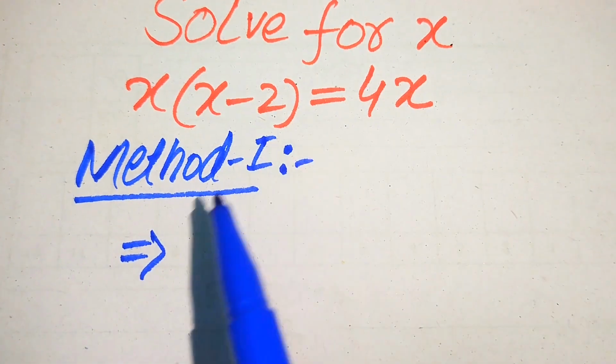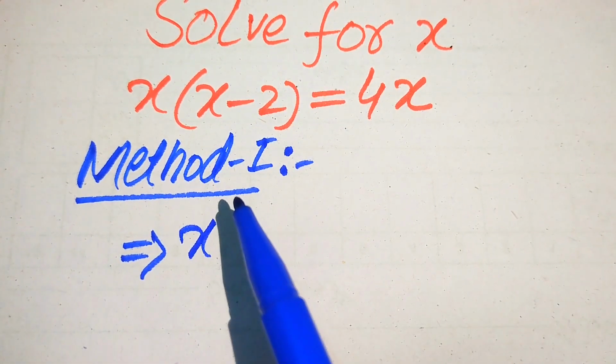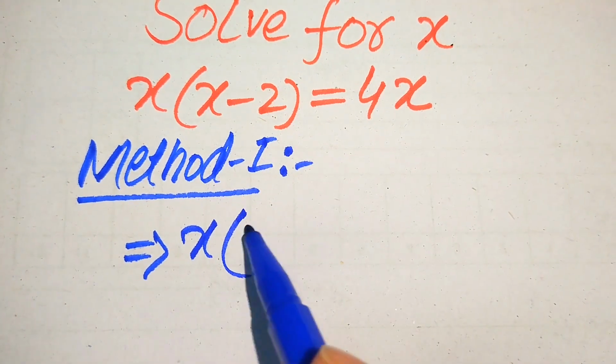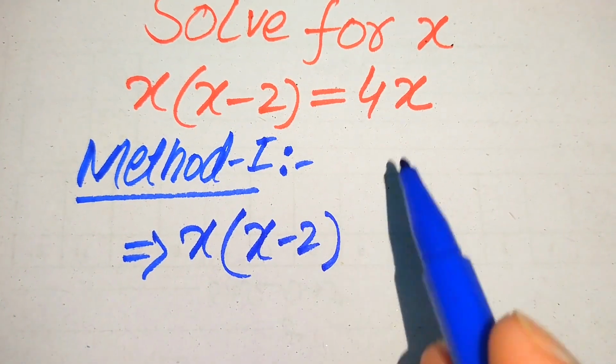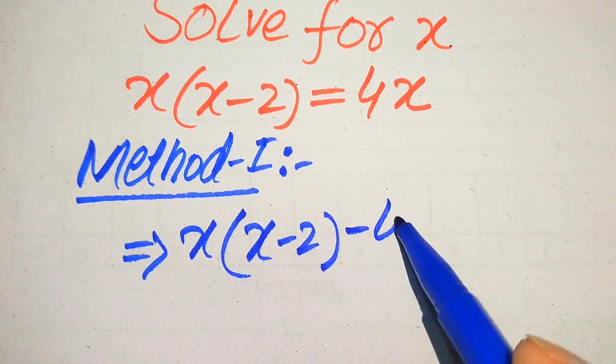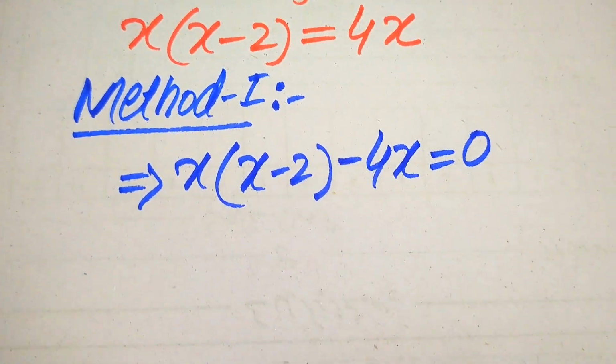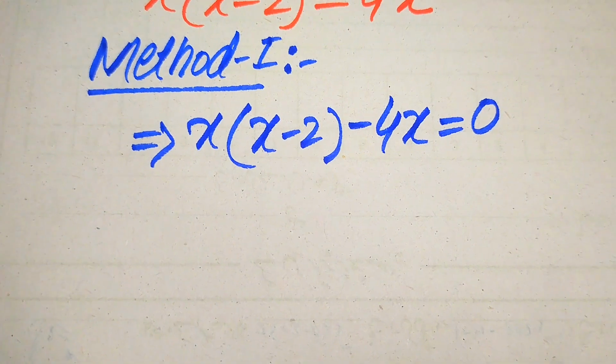In the first method, we move 4x to the left hand side. When you move this positive 4x to the left hand side, it becomes minus 4x, so it is written as x times (x minus 2) minus 4x, and this whole equation equals 0.